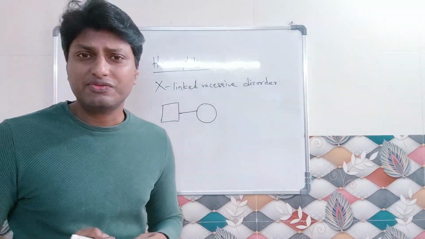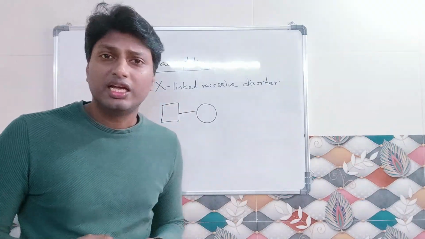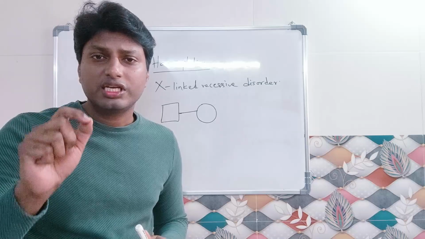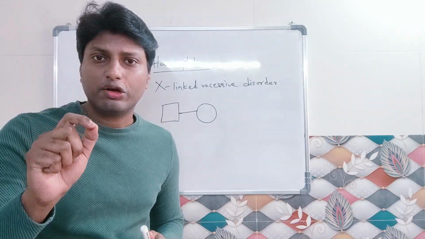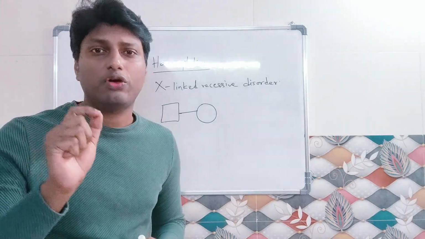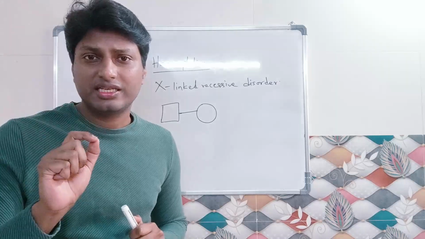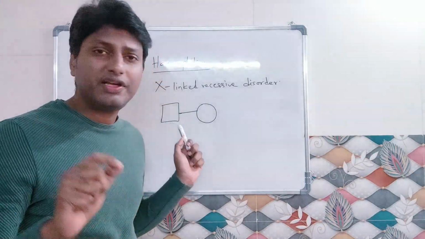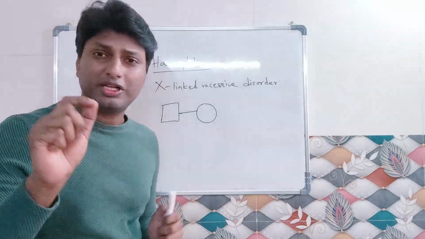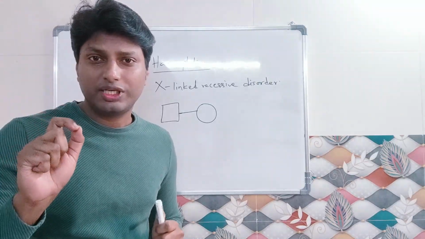Now dear students, as we said, hemophilia is an X-linked recessive condition. That means there is one recessive gene present on the X chromosome, and it is actually responsible for the condition of hemophilia. So who is having that X-linked recessive gene? Is it the father who is having the X-linked recessive gene or the mother? Now dear students, you have to understand one thing.